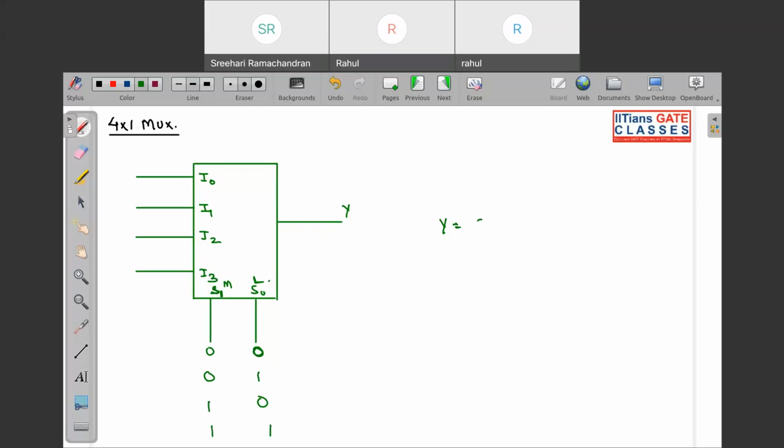So we can write it like this: S1, S0, I1 plus S1. Okay, so this will be the expression of output for your 4x1 multiplexer. Now similarly we can have 8x1, 16x1, 32x1.